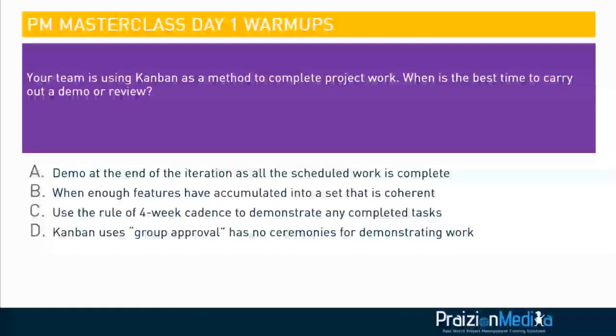The best answer can be found in 5.2.5 in the Agile Practice Guide. It reads, in iteration-based Agile, the team demonstrates all completed work items at the end of the iteration. In flow-based Agile, which of course Kanban would fall into, the team demonstrates completed work when it is time to do so, usually when enough features have accumulated into a set that is coherent. Teams include the product owner, need feedback to decide how early to ask for product feedback.